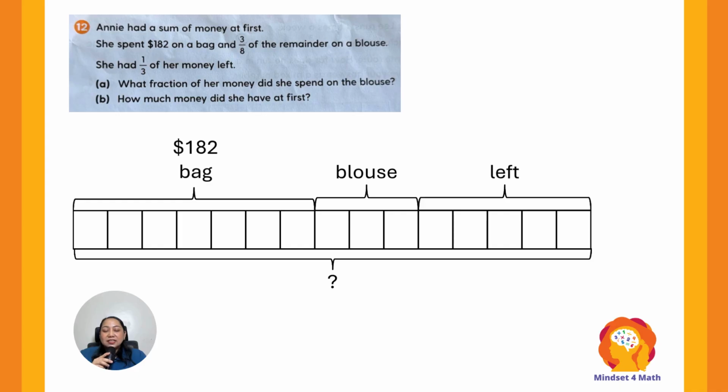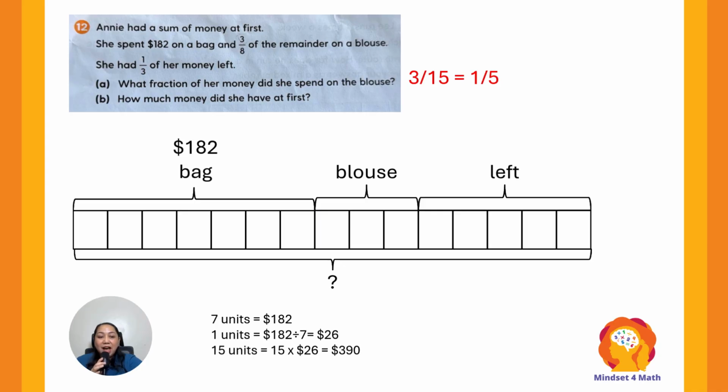And we're also asking here in the problem, how much money did she have at first? So we'll mark the whole thing with a question mark. So for letter A, what fraction of her money did she spend on the blouse? Let's mark that orange. So we can see now that 3 out of the 15 parts are shaded. So that's 3/15 or 1/5 in simplest form.